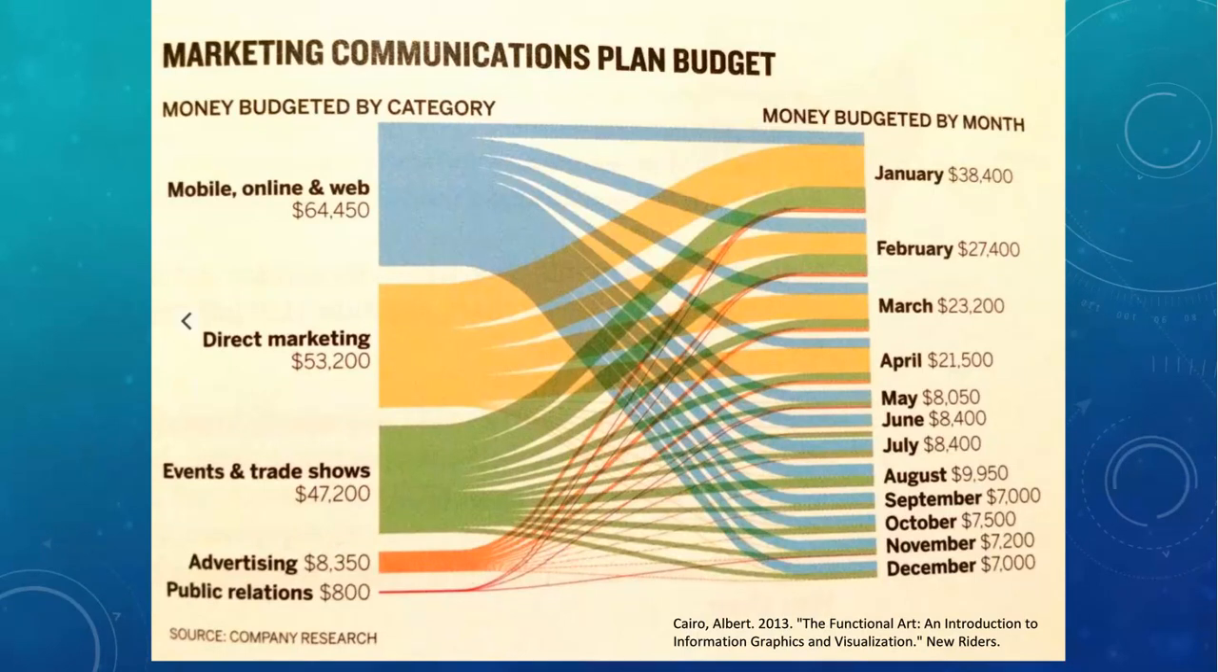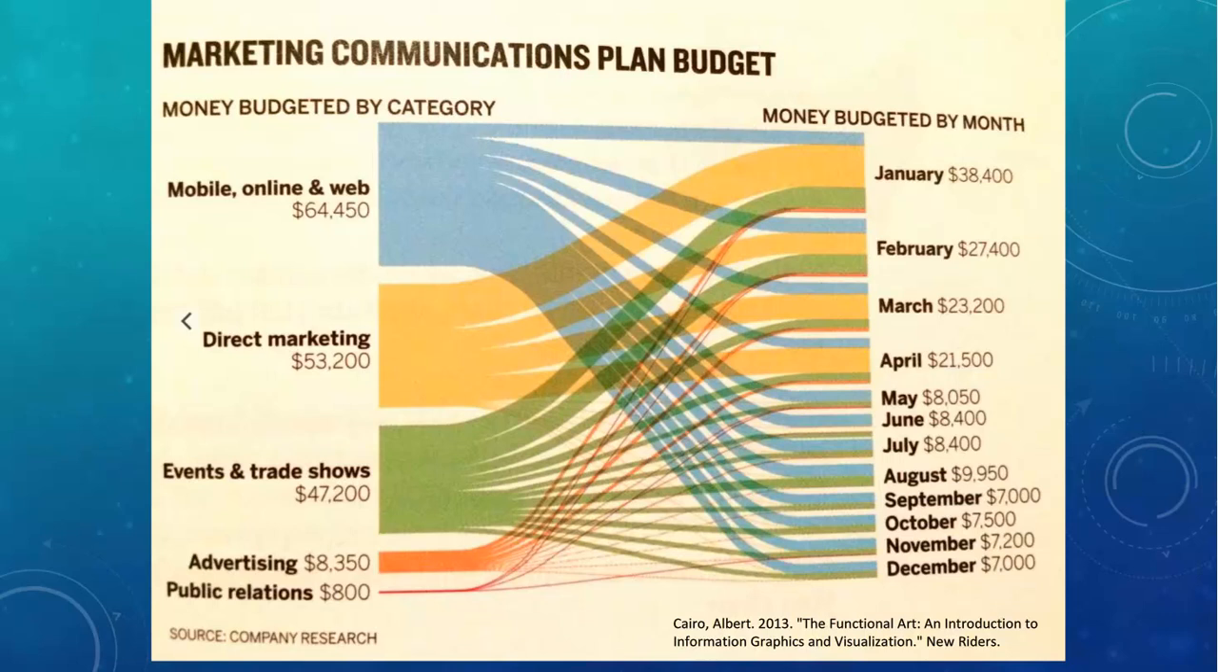This one shows marketing budget. This is from The Functional Art by Alberto Cairo, a book that is an optional read. If you're really digging these subjects and want to get in a little bit more, that's one where you can find out some more. Here the timeline is over on the right-hand side and broken down by months. And what it's doing, it's taking the budget for a year on the left-hand side, breaking it down into different categories, and then you can see how those categories are unequally distributed across months of the year.